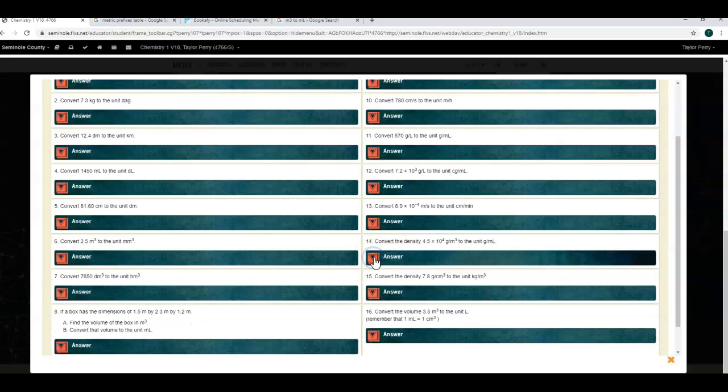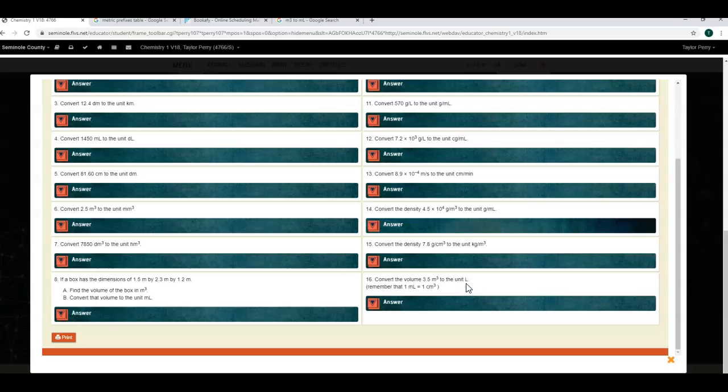Okay, we got one last question. Convert the volume 3.5 meters cubed to the unit liters. Remember that 1 milliliter equals 1 centimeter cubed. All right, well, since they're giving this information, I won't use Google since they're actually giving me the unit of measurement. And we'll see how that affects my answer.